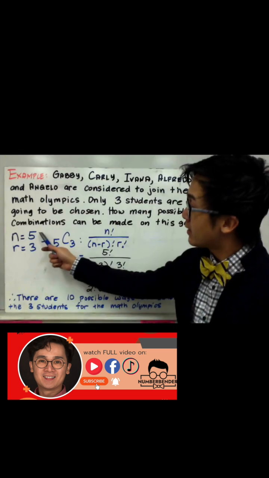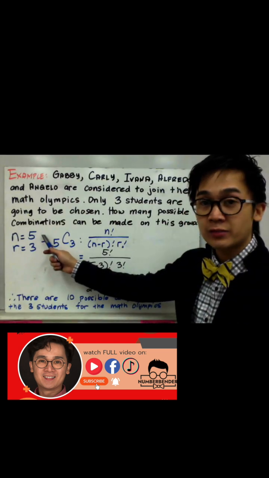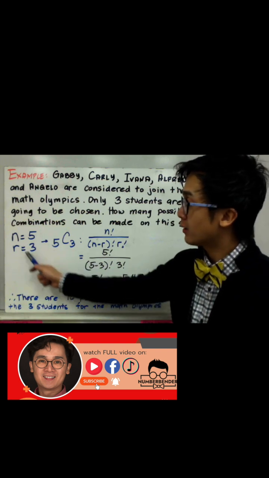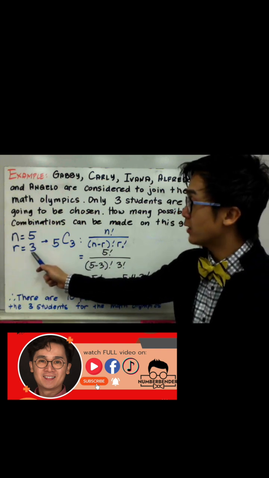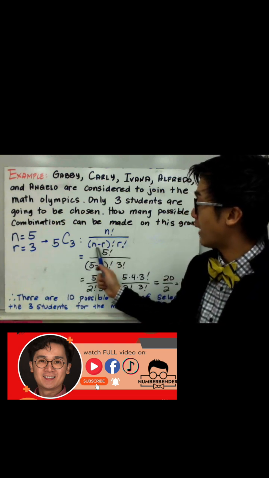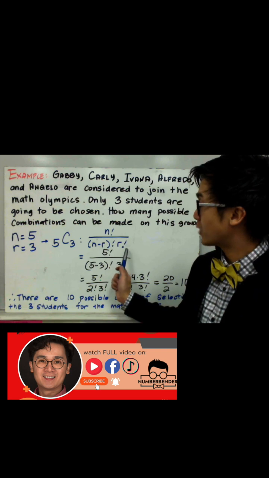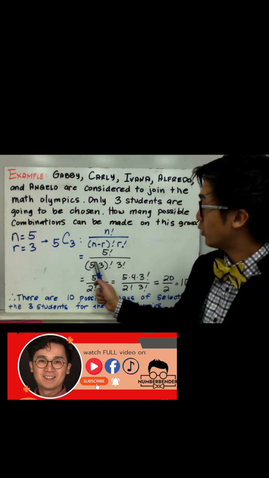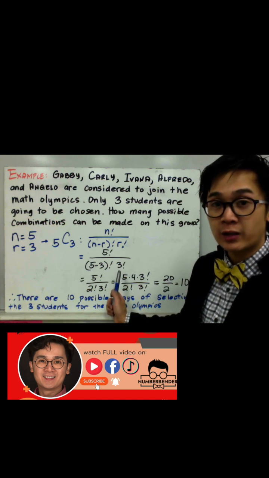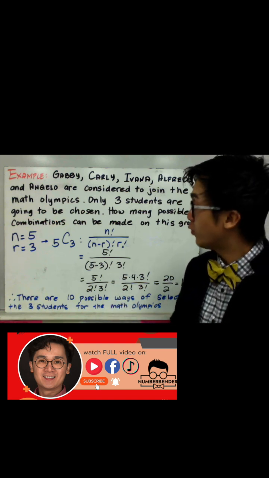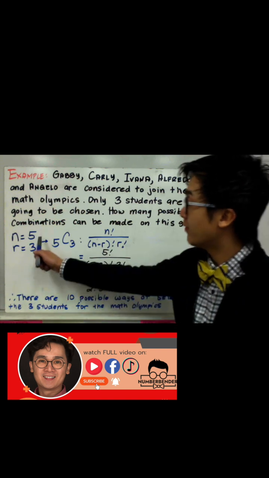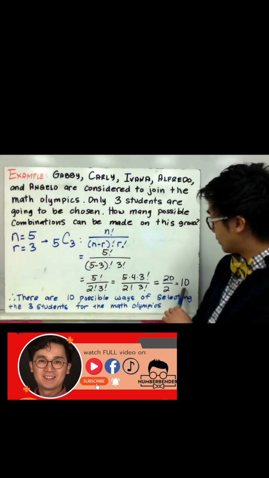Now, the n in this particular problem will be 5 because there are 5 students being considered to join the Math Olympics. However, only 3 of them can go to the Math Olympics, so that will be our r. By using the formula, n factorial all over n minus r factorial times r factorial, we'll have 5 factorial all over 5 minus 3 factorial times 3 factorial. Now to further simplify your factorial notation, the number of ways wherein we can choose 3 students out of the group of 5 students that we have is going to be equal to 10.